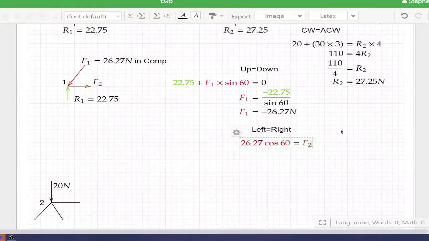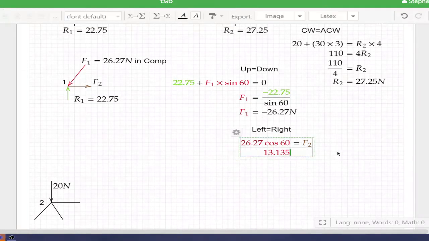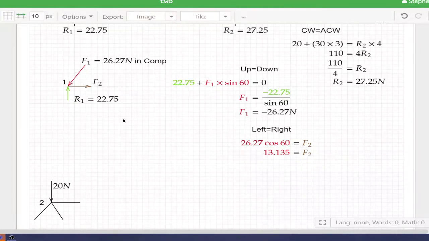So let's continue to do that. We can calculate 26.27 cosine theta. We can put that into our calculator and get the correct answer, which is 13.135, and we can see quite clearly that equals F2. And now we have solved the joint. So now we can go rushing off to the next joint.